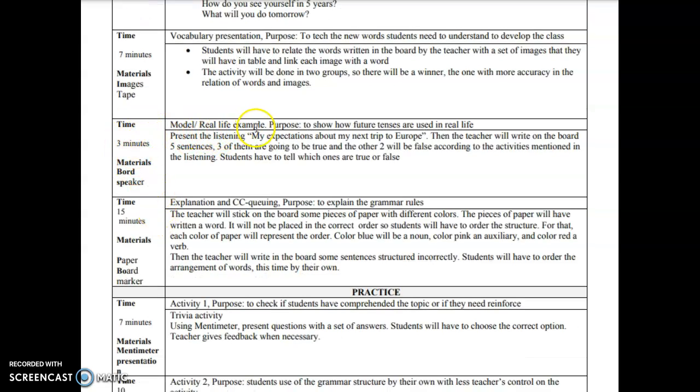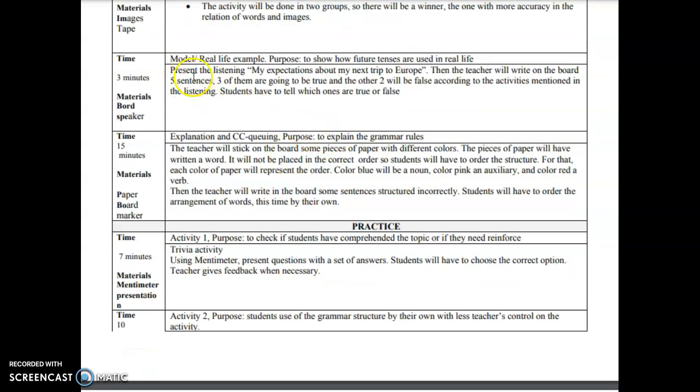Then we have the real life example. The purpose is to show how future tense, in this case that is the topic of the lesson, is used in real life. So for this activity, I will present the listening, my expectations about my next trip to Europe. Then the teacher will write on the board 5 sentences. 3 of them are going to be true, and the other 2 will be false according to the activities mentioned in the listening. Students have to tell which ones are true or false.